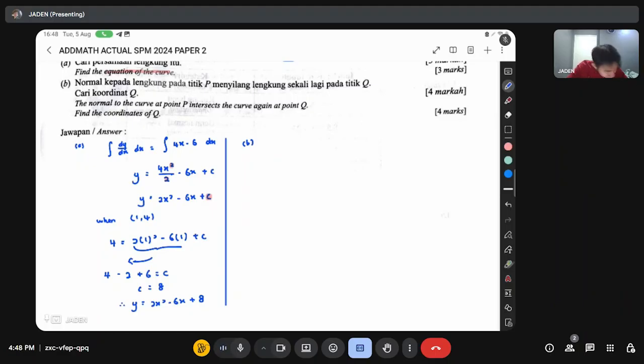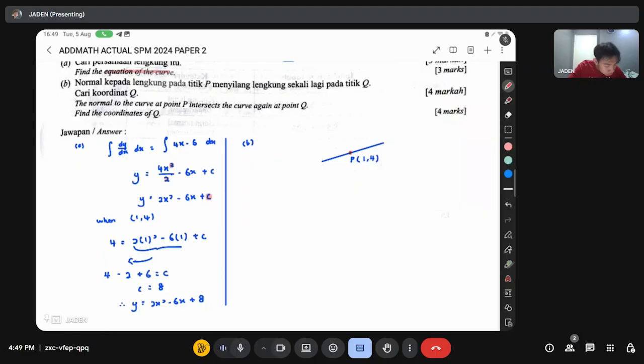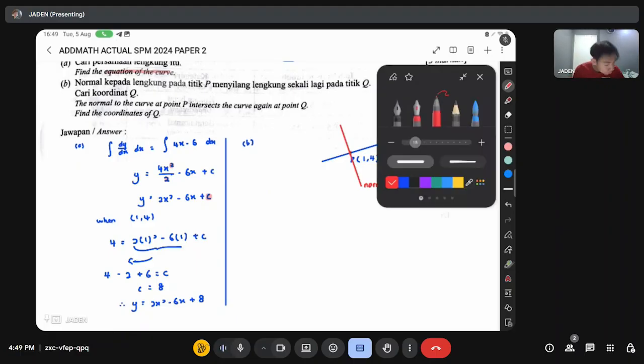How does that make sense? So over here, let's say this is point P, and my P coordinate is (1, 4). They say the normal to the curve at point P. That means there is a 90-degree line that cuts through point P. This is the normal at point P.